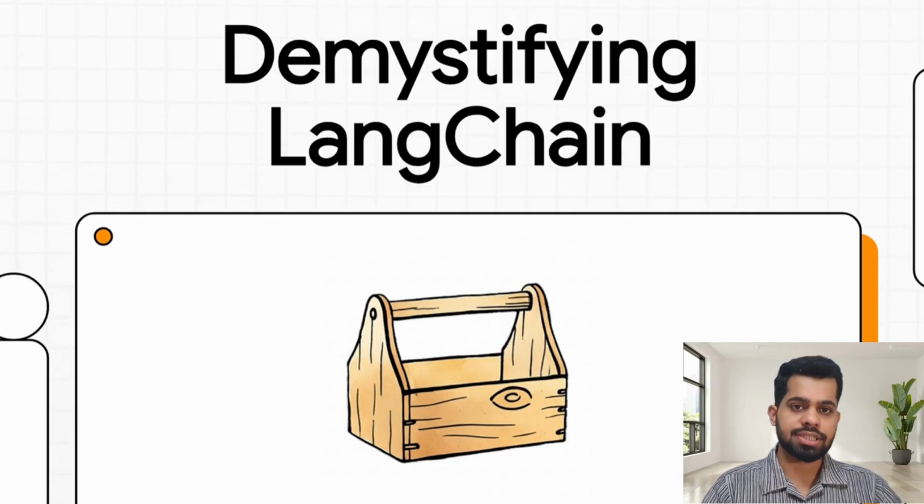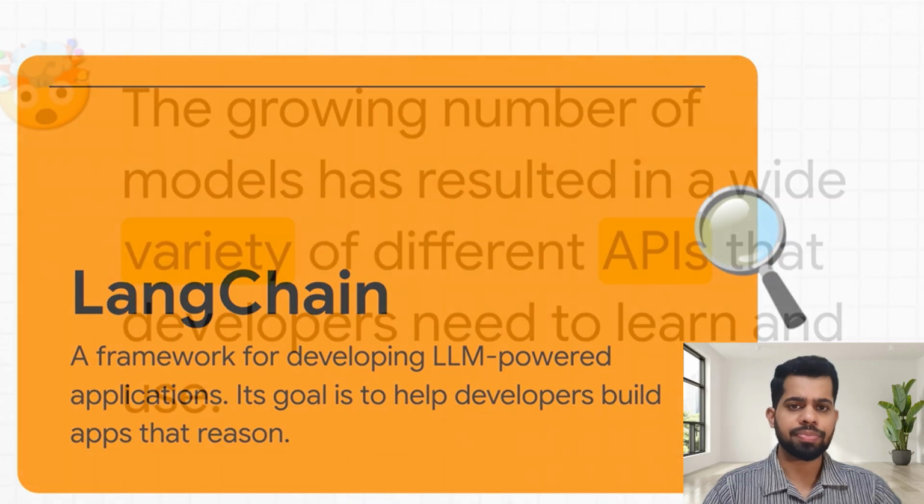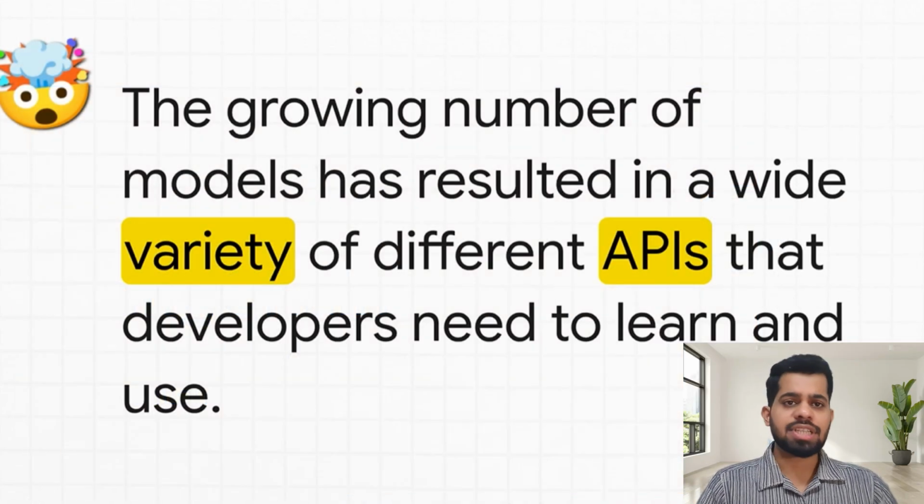Let's start with the basics. LangChain is a framework specifically designed for developing applications powered by large language models. It's similar to how you have Scikit-Learn for machine learning or TensorFlow and PyTorch for deep learning. To build any LLM-based application, the first thing you need is a large language model.